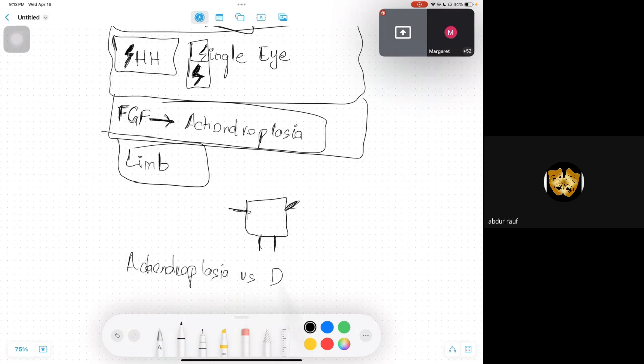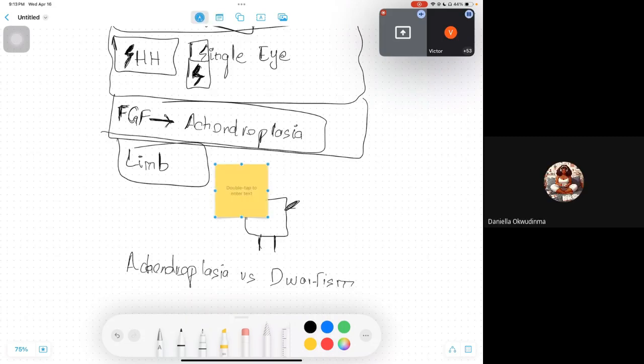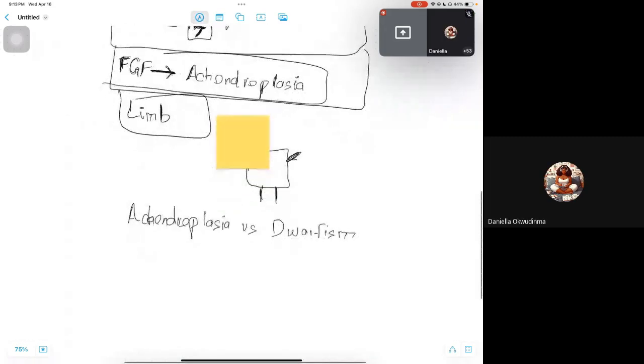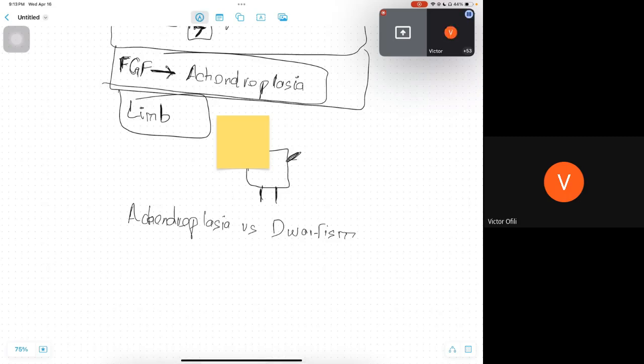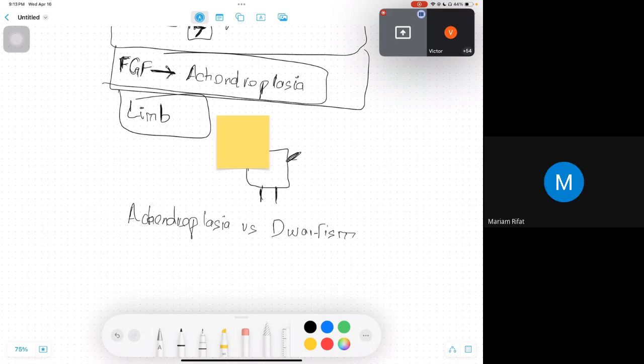Dwarfism is symmetrical shortening. Yeah. Okay. So in achondroplasia, the head is normal, the thorax is normal, but they have limb shortening. And in dwarfism, the whole body is affected. Exactly.